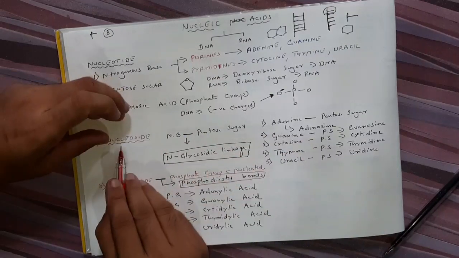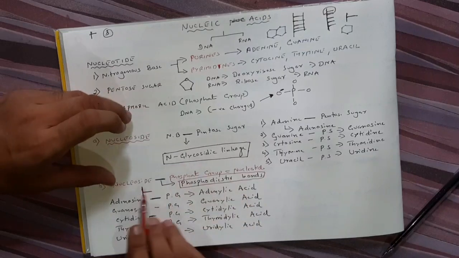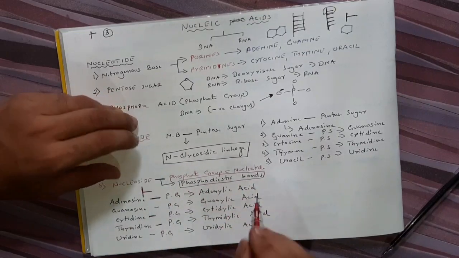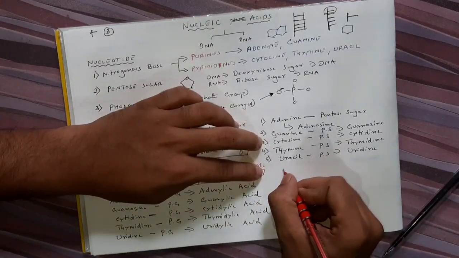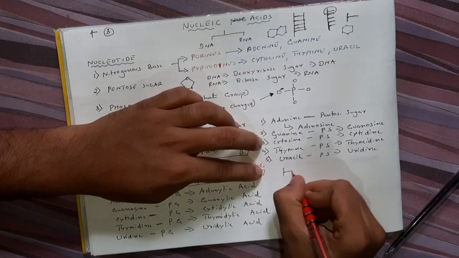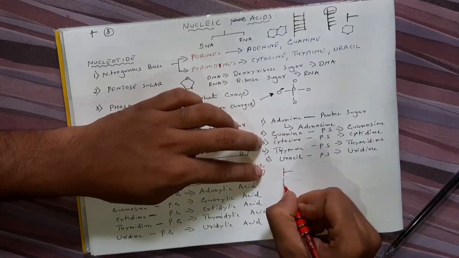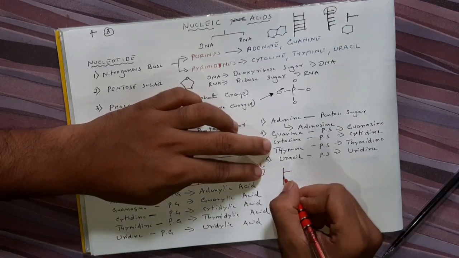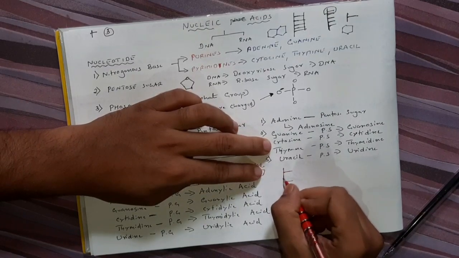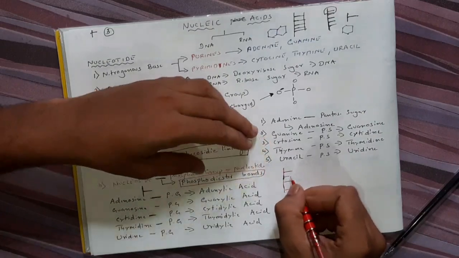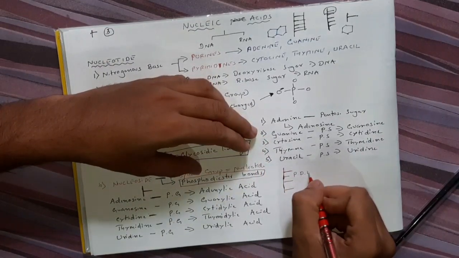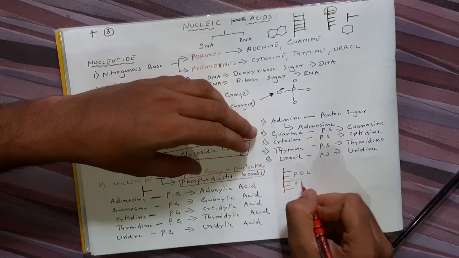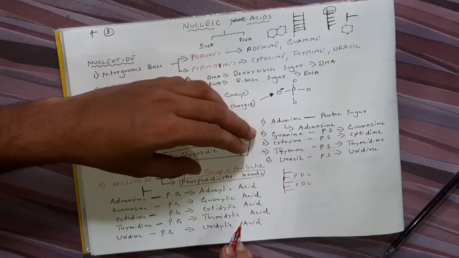Very simple, right? Nucleoside, N-glycosidic linkage. In the nucleotide, phosphodiester bonds. For example, let me just write here. So this is one nucleotide. Okay, this is another nucleotide. This is another nucleotide, and now they are linked. Okay, this is the linkage. The linkage is mainly phosphodiester linkage. Here you see phosphodiester linkage. Between the two nucleotides, there is a linkage called phosphodiester linkage.